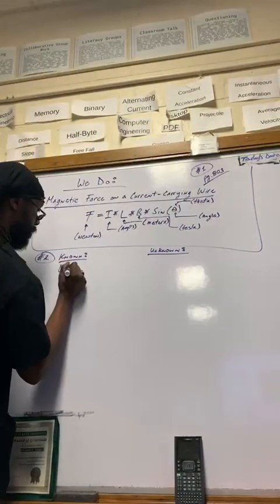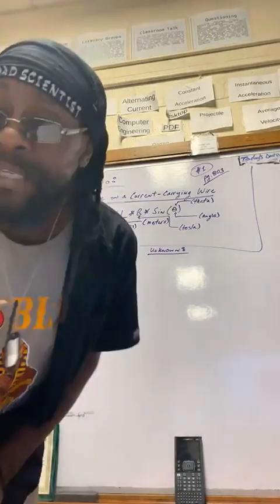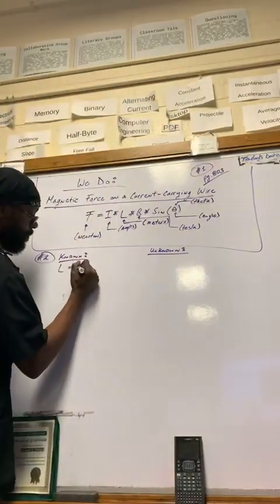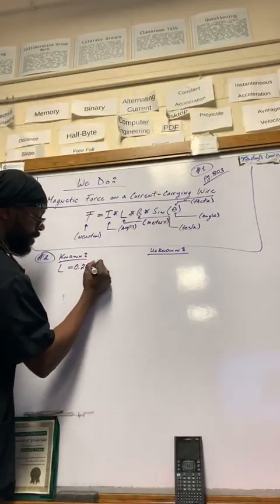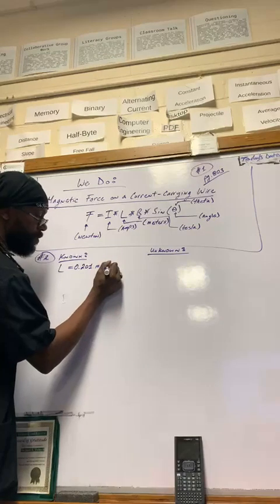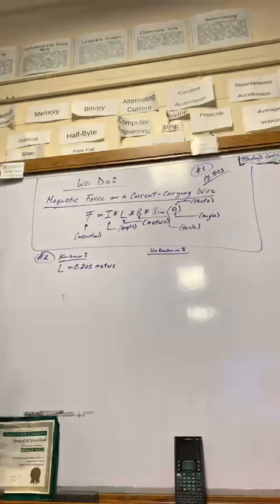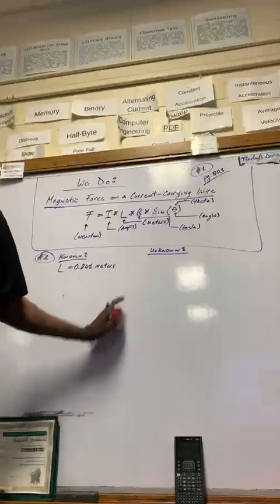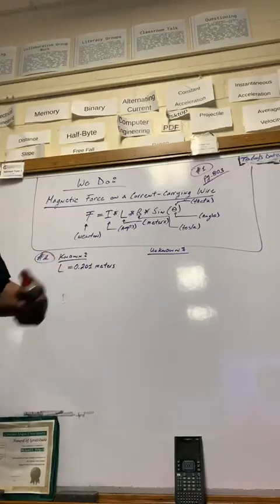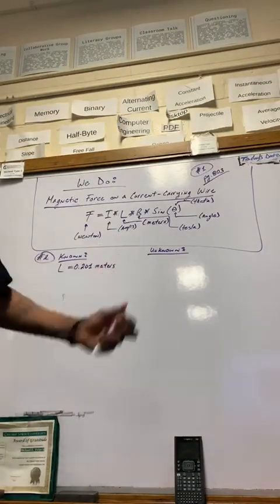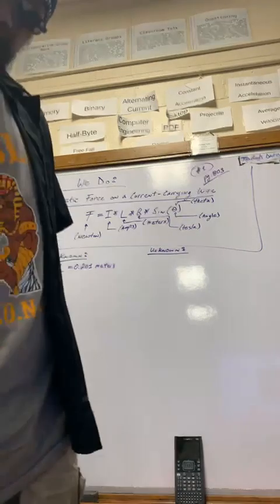L is equal to, again, we said 0.201, and this is meters. Right? You put all your dimensions. Some people put these numbers up here in their knowns with no dimension. Every time you don't do it, it's minus 5. That could add up. So please do it right.